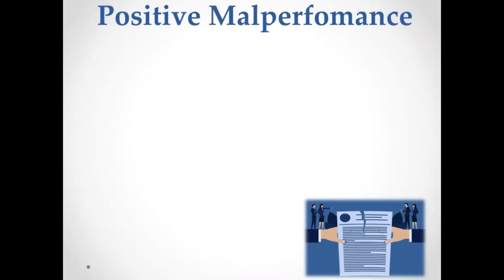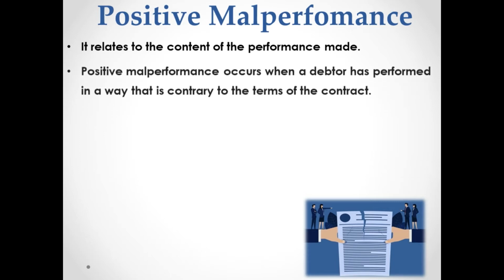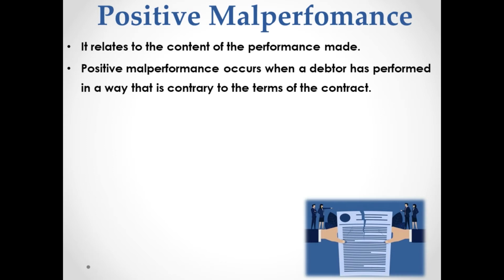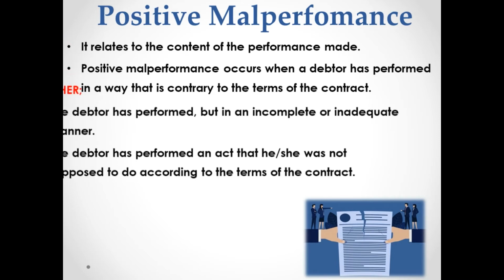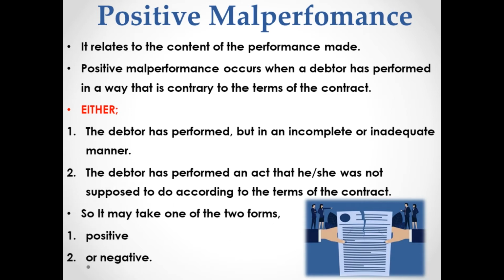Next, we have positive malperformance. Positive malperformance relates to the content of performance made in a contract. Positive malperformance occurs when a debtor performs in a way that is contrary to the terms of the contract. Either the debtor performs but in an incomplete or inadequate manner, or the debtor performs an act that he or she was not supposed to do according to the terms of the contract. So it may take one of two forms. It's either positive or negative.